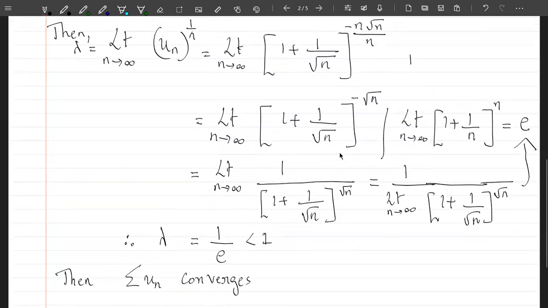So please remember this form here. That is, once you get this form, that is (1 plus 1 by root n) to the power root n, you can always use this formula and get the answer of this limit as e.